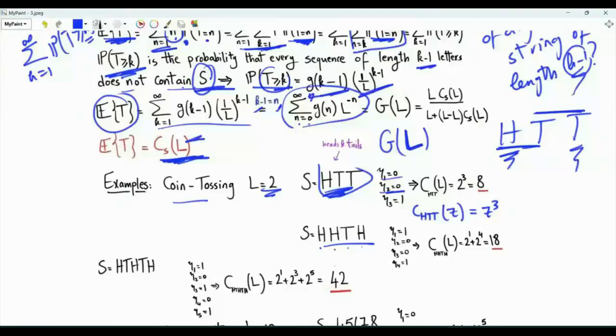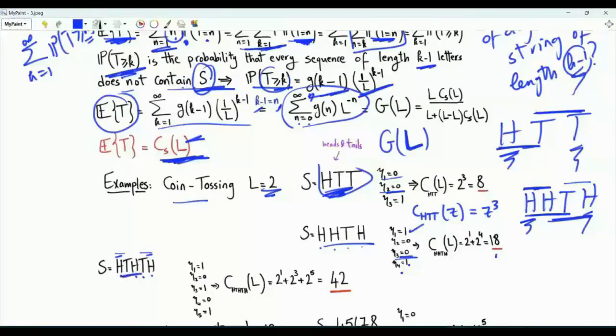Let's consider another sequence, HHTH. The first letter is the same as the last letter. The prefix of length 1 is the same as the suffix of length 1. Eta 1 is 1. But then we have HHTH. These are different. So eta 2 is 0. HHT is not the same as HTH. Eta 3 is 0. Eta 4 is equal to 1. The polynomial is z plus z to the power 4. If we replace z by 2, then we have 2 to the 1 plus 2 to the 4. That's 18.